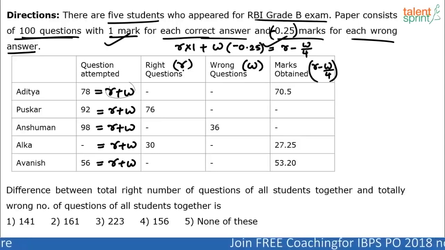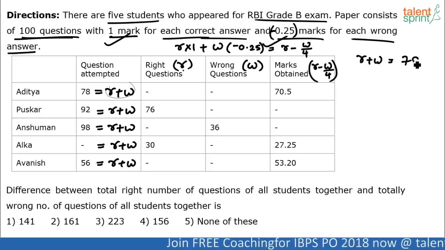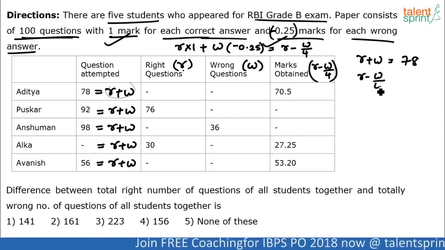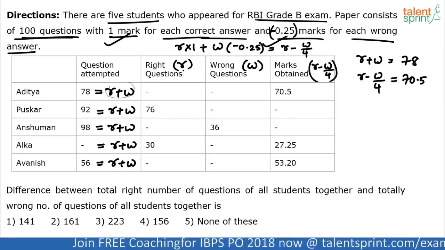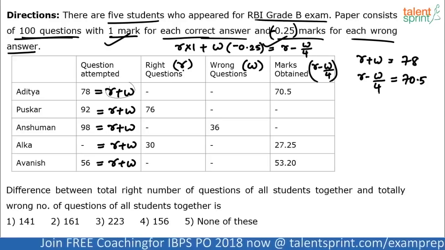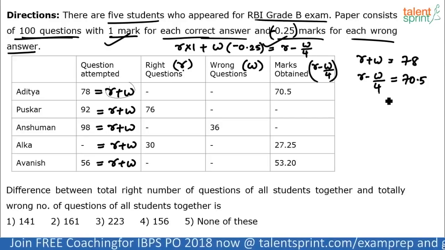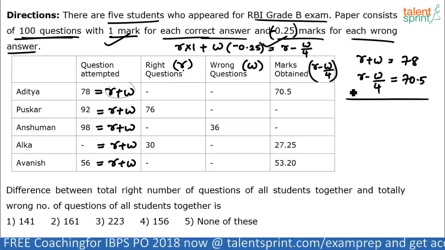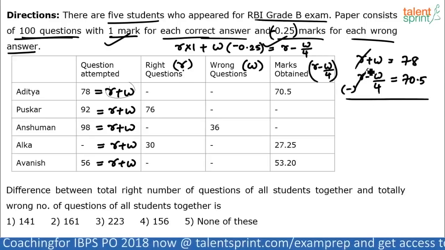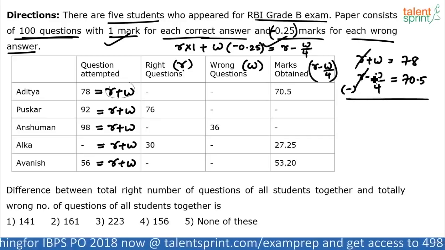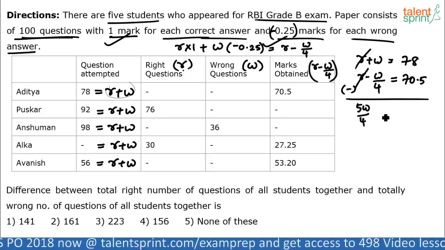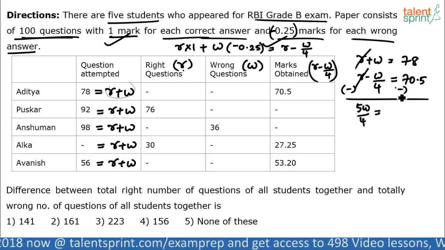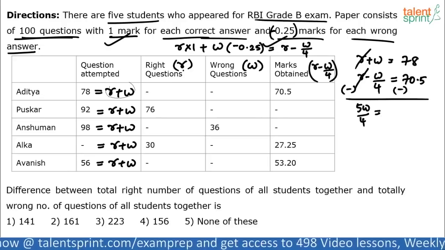You're getting it? So let's work for Aditya first, right? So for Aditya, we know that R plus W equals 78, and R minus W by 4 equals 70.5. Now you can add or subtract the equations, whatever you want to do. Let's subtract the two equations. So what happens if you subtract? R minus R gets cancelled. W minus of minus W by 4 becomes plus W by 4. So W plus W by 4 is 5W by 4. 5W by 4 equals 78 minus 70.5, and 78 minus 70.5 is 7.5.